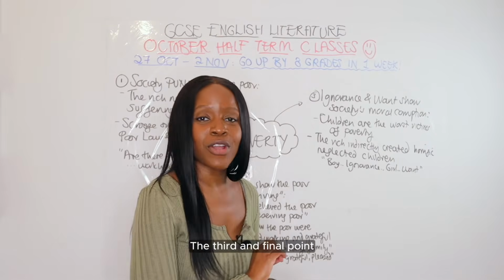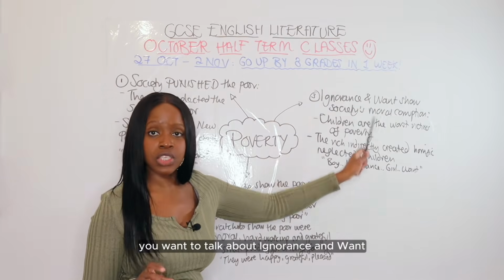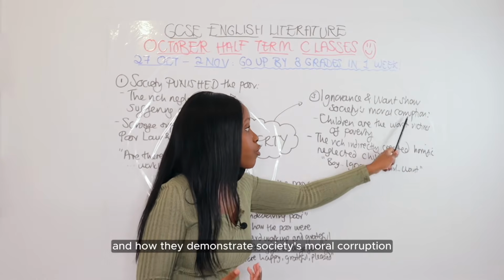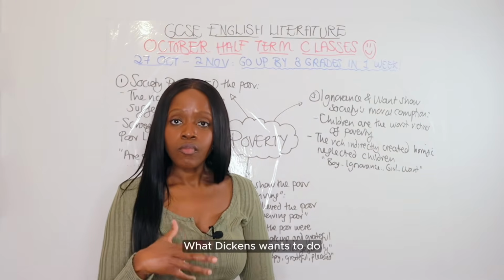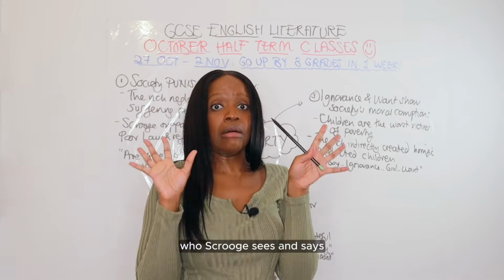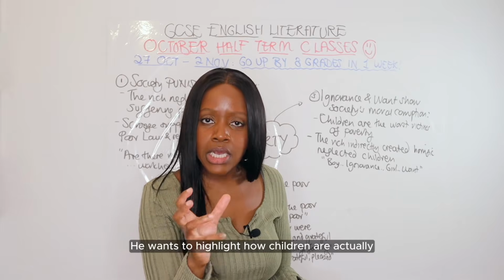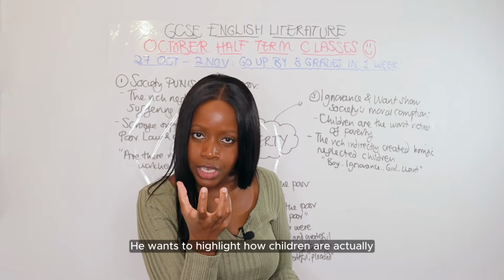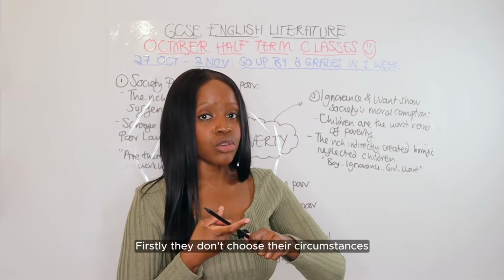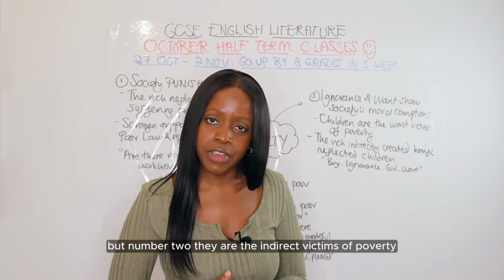Now, the third and final point to do with any question on poverty is, of course, you want to talk about ignorance and want and how they demonstrate society's moral corruption. In other words, what Dickens wants to do when presenting these two characters, who Scrooge thinks are so scary and horrific, is highlight how children are actually the most affected and the worst victims of poverty. Firstly, they don't choose those circumstances, but number two, they are the indirect victims of it.